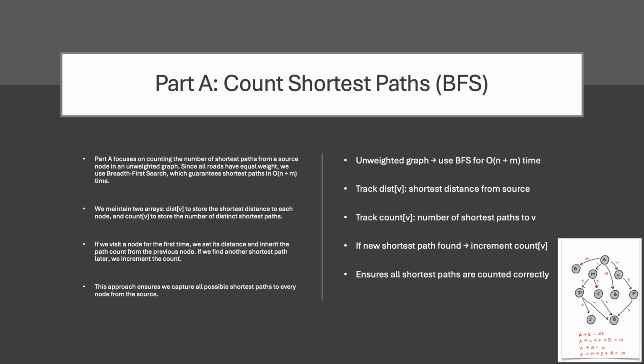So basically, in an unweighted graph, we use BFS for O(n + m) time. Track dist v, the shortest distance from the source. Track count v, the number of shortest paths to v. If new shortest paths are found, increment count v, and ensure all shortest paths are counted correctly.